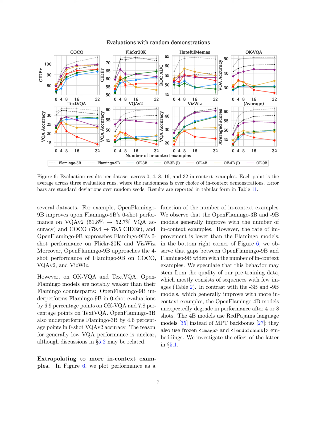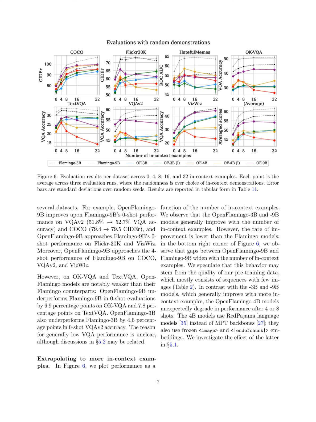For example, OpenFlamingo-9B underperformed Flamingo-9B in zero-shot evaluations by 6.9 percentage points on OKVQA and 7.8 percentage points on TextVQA. OpenFlamingo-3B also underperformed Flamingo-3B by 4.6 percentage points in zero-shot VQAv2 accuracy. The reason for the generally low VQA performance is unclear, but we discuss possible reasons later in the paper.